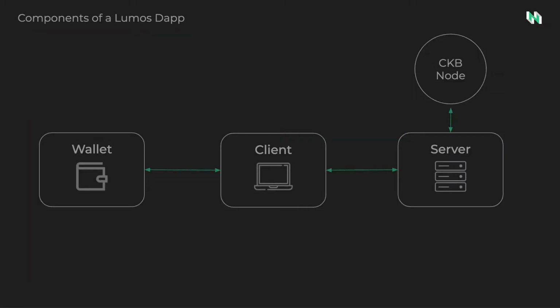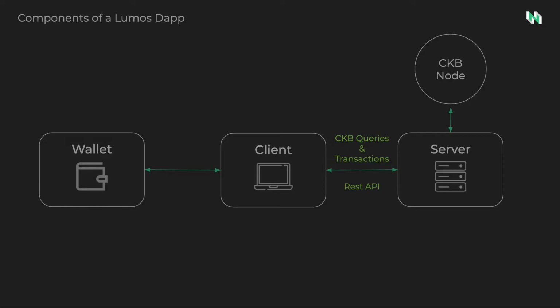dApps on Lumos are architected around a familiar client-server model. There are essentially 3 components: the client, the server, and the wallet. The server handles interactions with the CKB network, doing blockchain-related tasks like querying data and generating transactions with Lumos. It provides a user-friendly REST API for the client, abstracting away the details of this blockchain interaction. The client component is the user-facing app, displaying the content and responding to user actions.